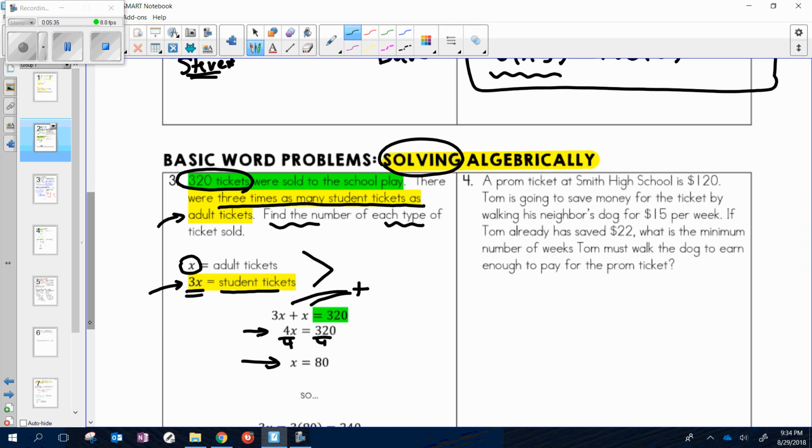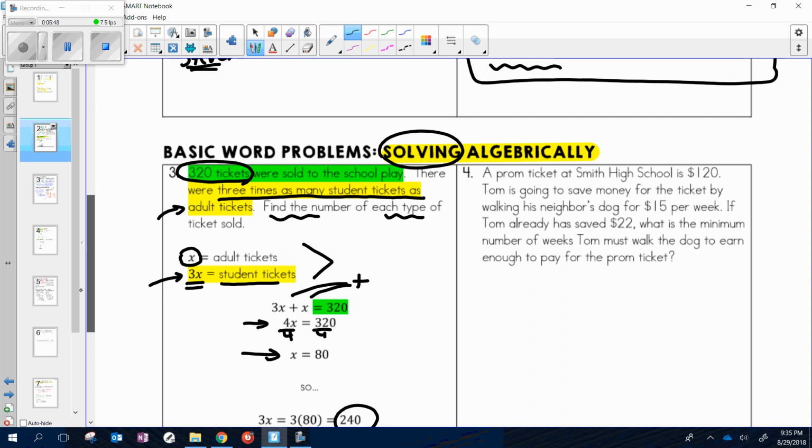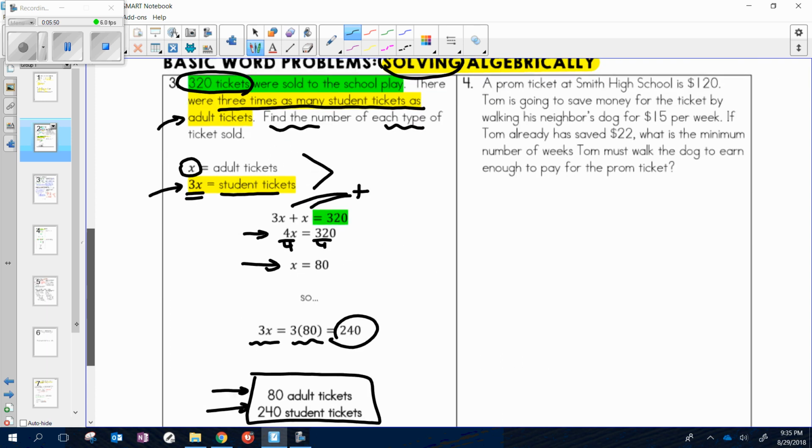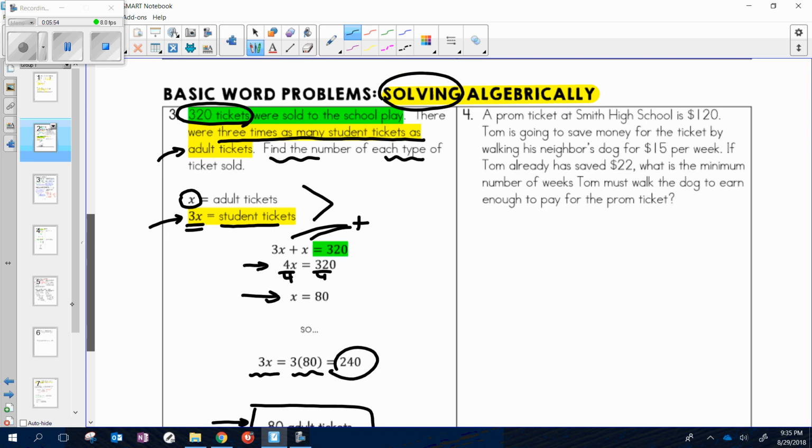That tells me 80 adult tickets. And I used this 3 times 80 to find out that there were 240 student tickets. I wanted each type of ticket, and that makes sense. I could double check and find out that they add to 320.